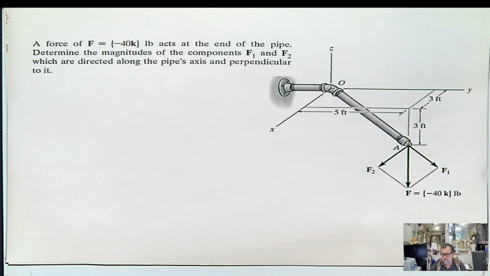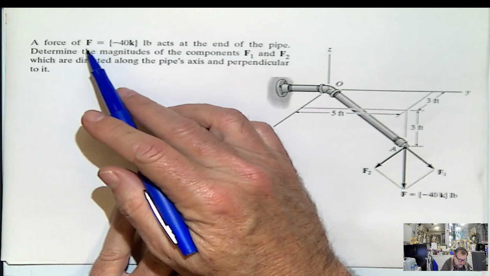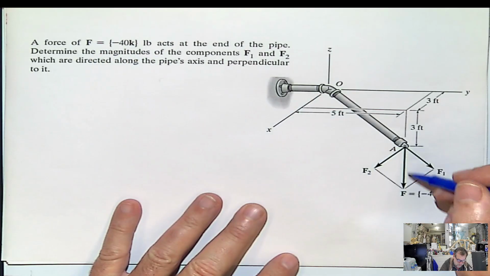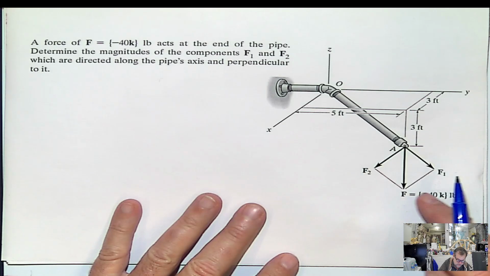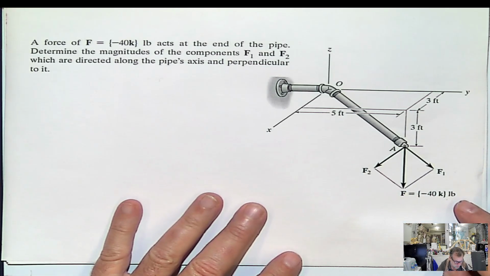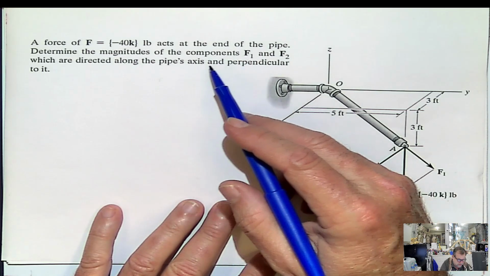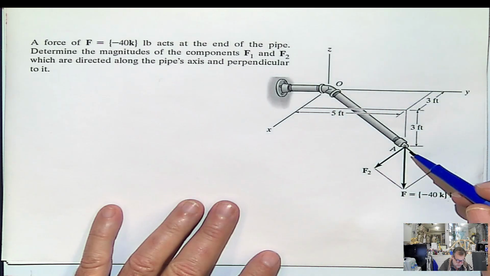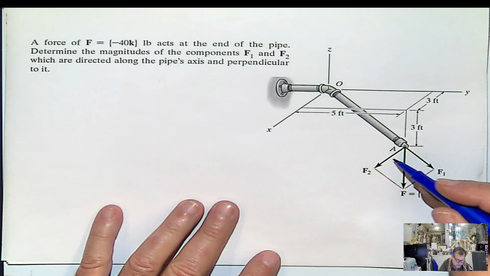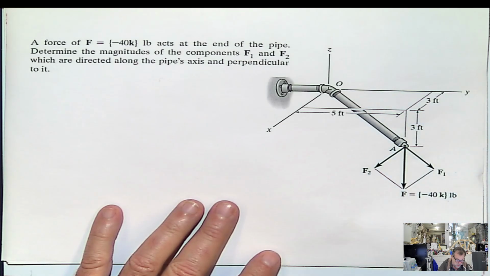Hello again, guys. An even easier problem than the one that we solved before. The problem is asking that if you have this force, which is already given as a Cartesian vector, find the magnitude of the components F1 and F2 of this force that are parallel or perpendicular to that axis that we see over there. So the procedure is the same.